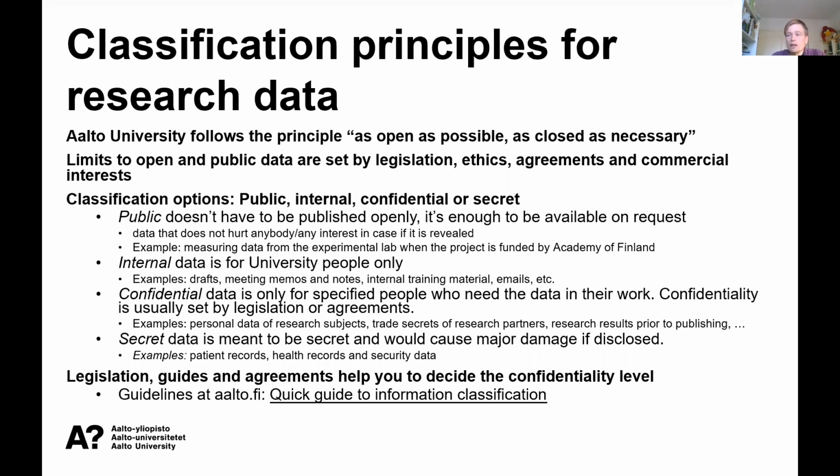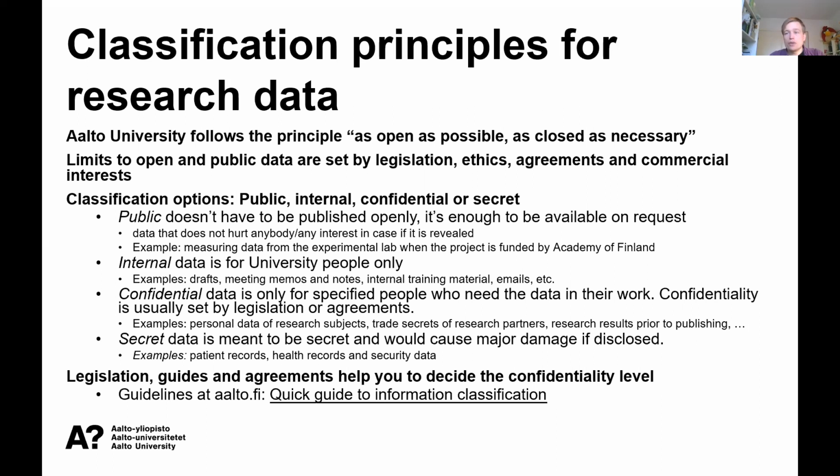Sometimes it's necessary, and there are things from legislation, ethics, some agreements, commercial interests. Commercial interests might be those of Aalto or researchers, or those of the partner. But these are all just and good reasons, and necessary reasons, to keep the data closed or shared to a limited audience only.